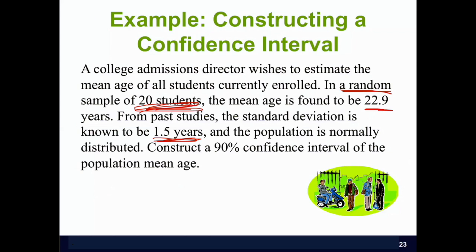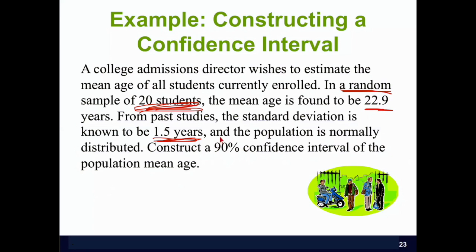Now, and the population is normally distributed. This is good news, because the fact that the population is normally distributed, it will guarantee that the distribution of the sample means is going to be approximated by a normal distribution for any sample size. In this case, 20 is a good sample size. Now, we want to construct a 90% confidence interval of the population mean age. So what is the process to produce this 90% confidence interval?